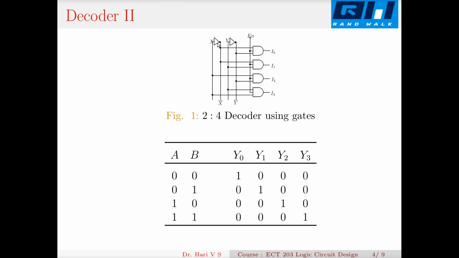So if these select lines X, Y are 0, what will happen? I0 will be active, I0 will be high. If it is 0, 1, then I1 will be high. And assuming that this chip is selected, if X, Y is 1, 0, then I2 will be selected. And if it is 1, 1, I3 will be high. So this is how the truth table looks like. If these inputs A, B are 0 0, 0 1, 1 0, 1 1, then the outputs Y0, Y1, Y2, Y3 are actually I0, I1, I2, I3. When it is 0, 0, Y0 is 1, I0 is 1. It is 0, 1, the next output is high, that way.